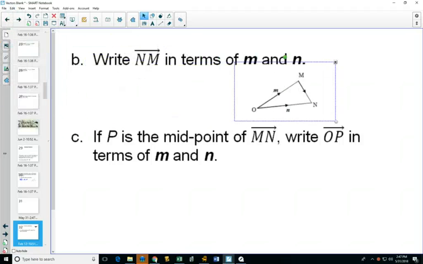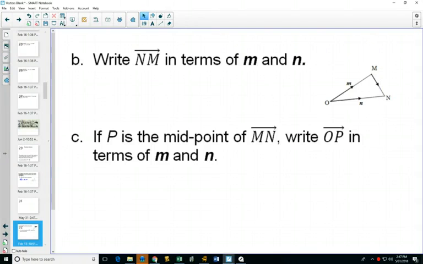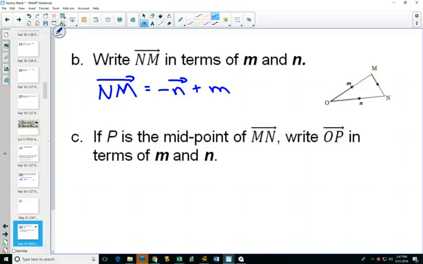Demonstrate again. Okay. Write an m in terms of n: it'll be a negative n plus an m. This time we're starting from N and going to M. That's our resultant. So in order to do that using only n and m, we would go negative n plus m.